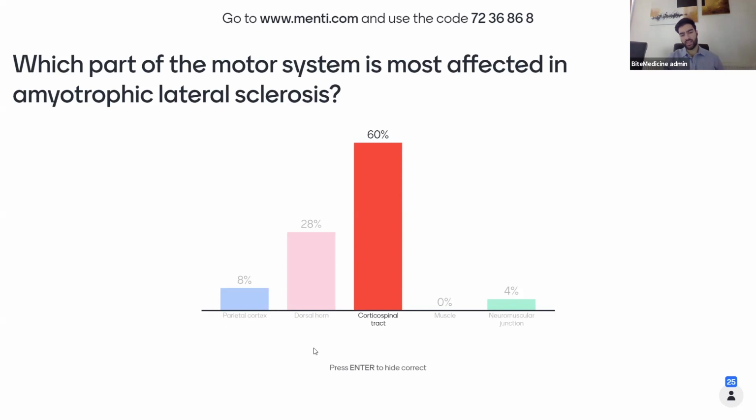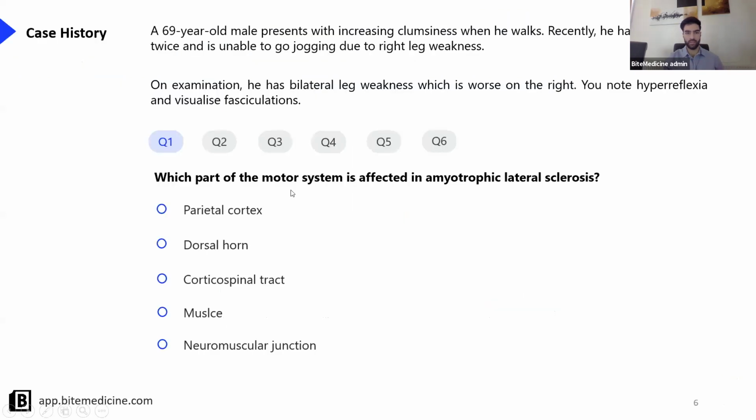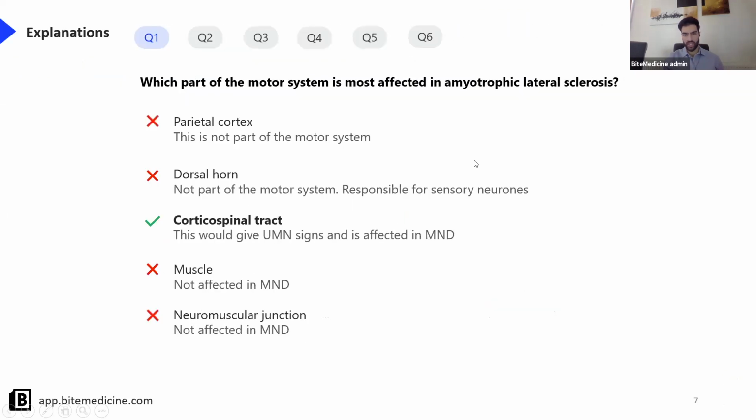Parietal cortex is not involved in the motor system. That's a sensory, again, that's more sensory system. The motor cortex lies in the frontal lobe, okay? Let me just switch back to the PowerPoint. So parietal cortex is not part of the motor system. The dorsal horn is responsible for sensory system.